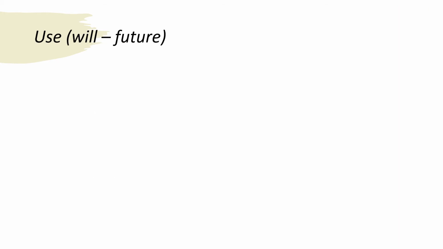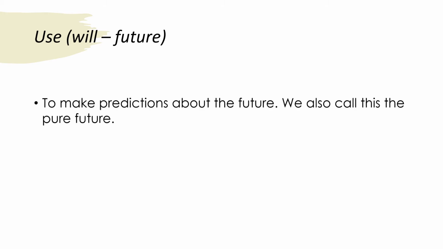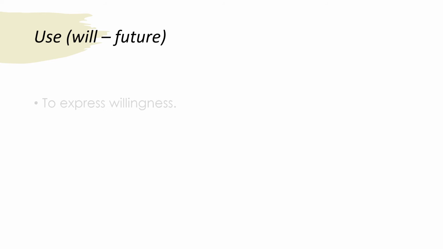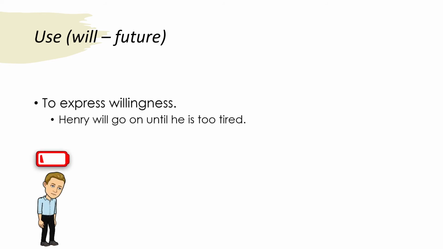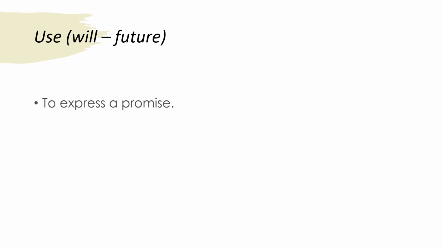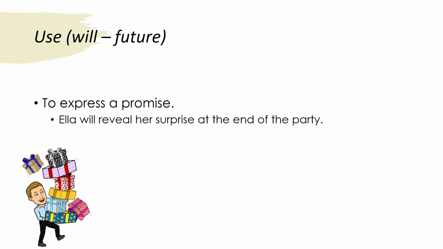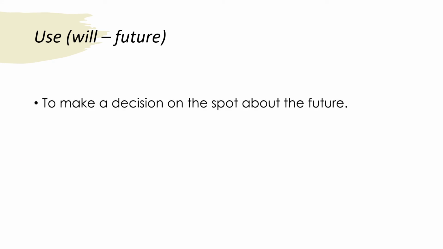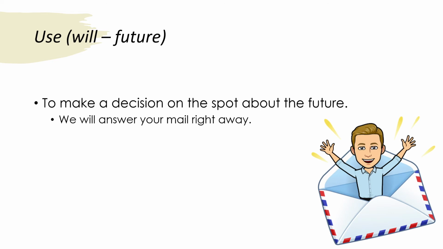Now that we understand how to form a future simple, it is also important to know when to use it. There are four reasons. The first one, to make predictions about the future. We also call this the pure future. I will be a father one day. Or to express willingness. For example, Henry will go on until he is too tired. To express a promise. Ella will reveal her surprise at the end of the party. Or to make decisions on the spot about the future. For example, we will answer your mail right away.